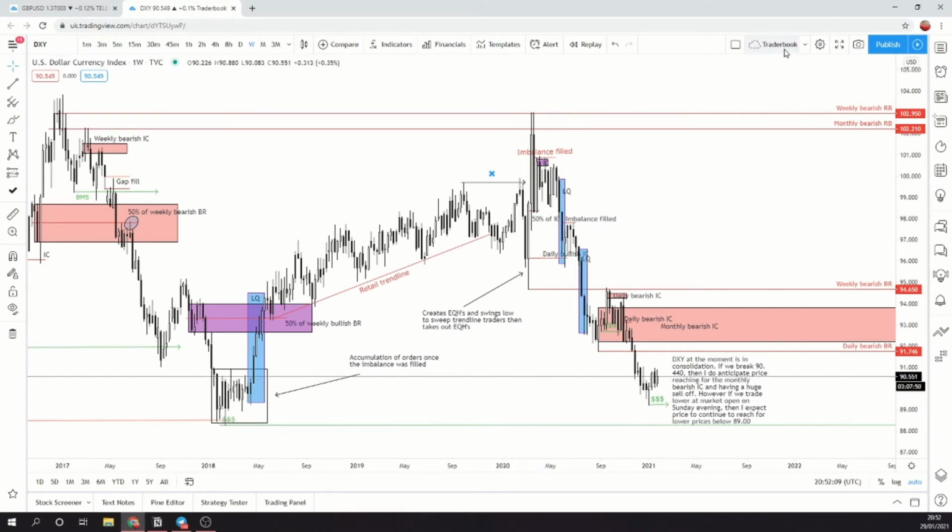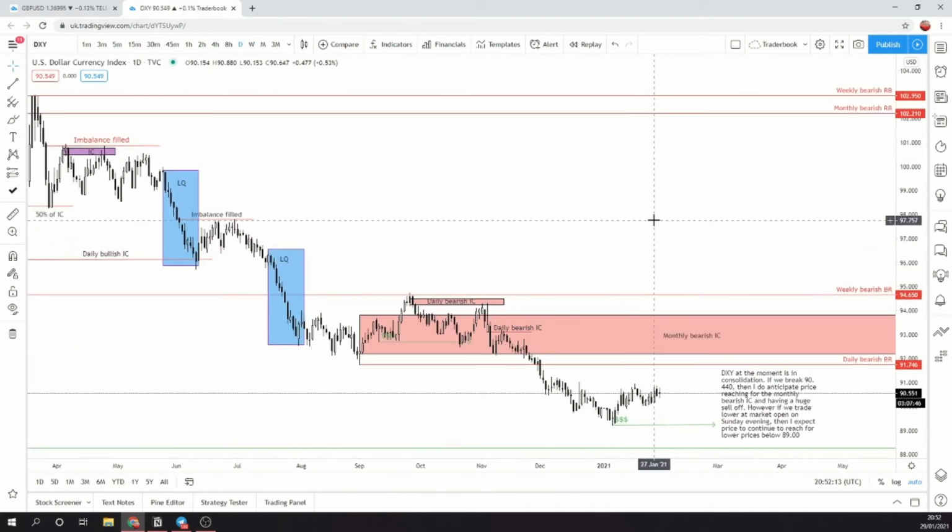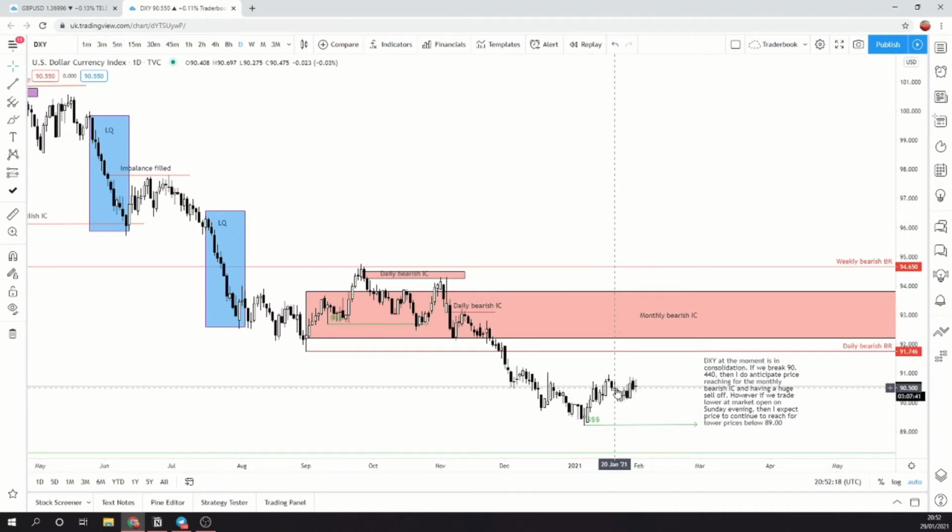So as you guys can see, I'm going to go to the daily chart now, and you can see that we did trade above 90.440, which is just around here, and we closed above it. So I am bullish on dollar for now until we do get up into this area with this daily bearish BR.